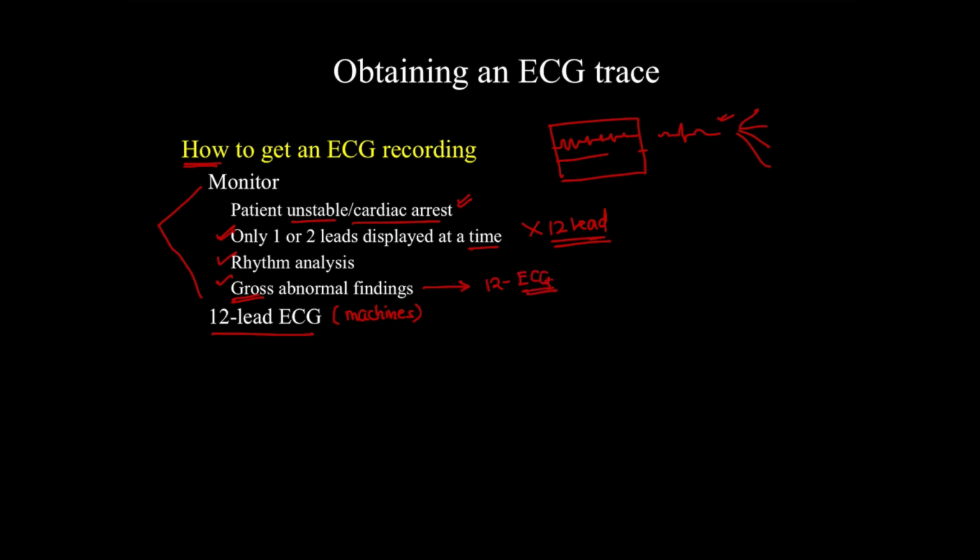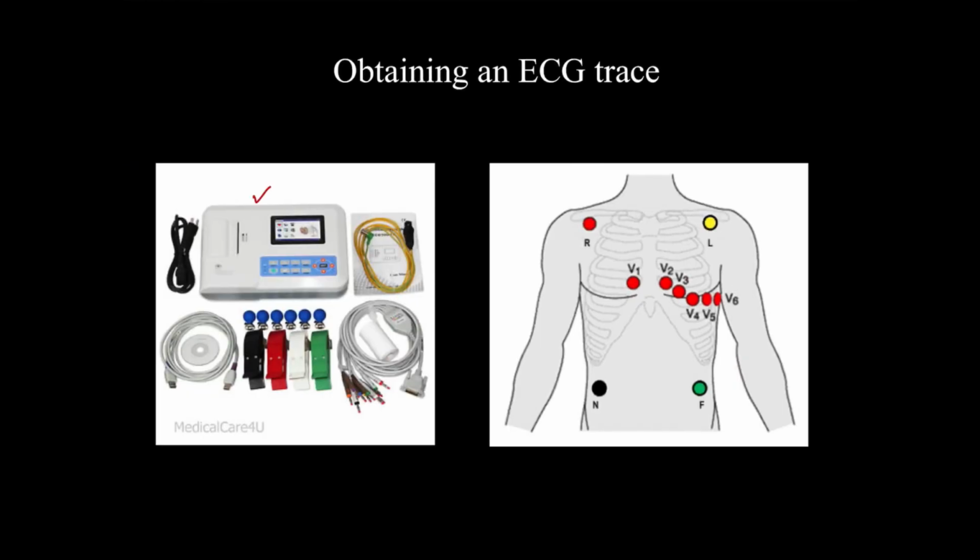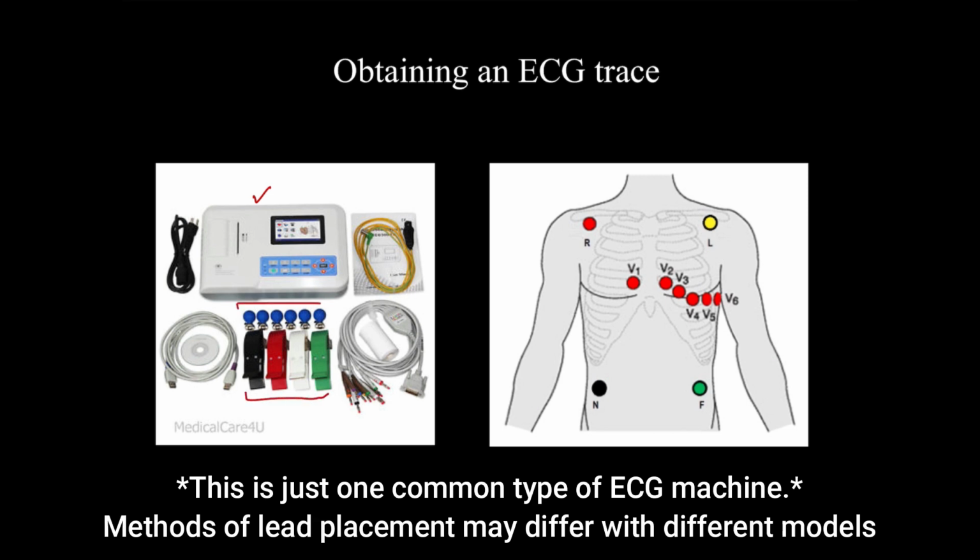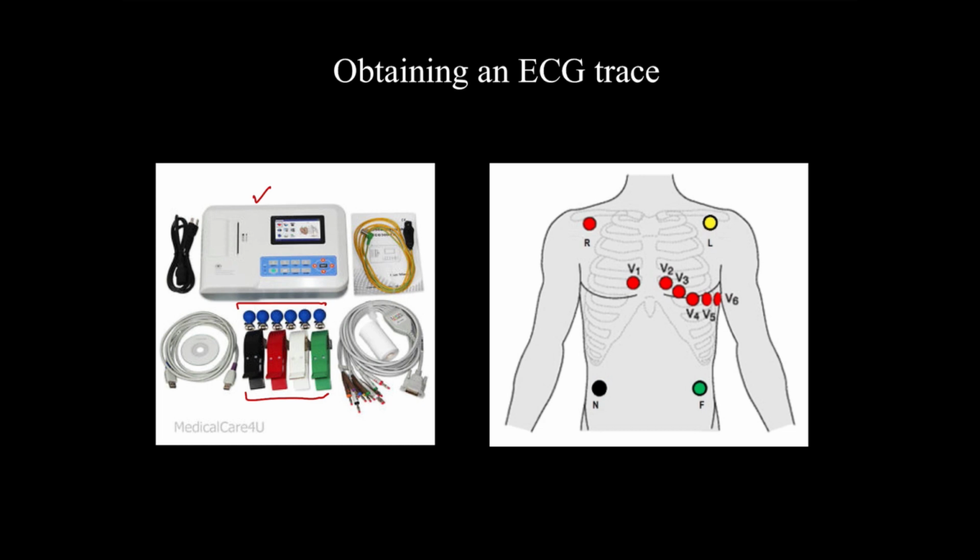The other way of getting an ECG is directly getting a 12 lead ECG through a machine. So this is an ECG machine, and this is the apparatus. These are the limb leads to be applied at the limbs, and these are the suction cups for the chest leads. The limb leads are applied on the right arm, left arm, and the left foot, and there is a neutralizing lead on the right foot as well.